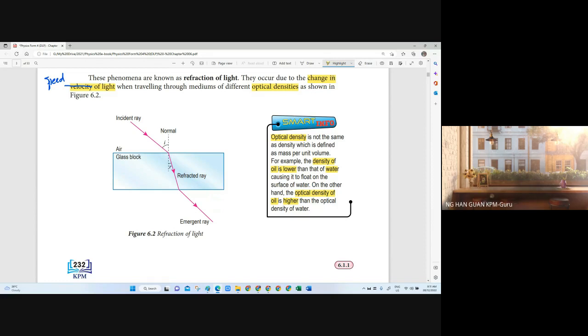So diffraction of light is the bending of light due to the change in speed. So when light enters an optically denser medium, right?